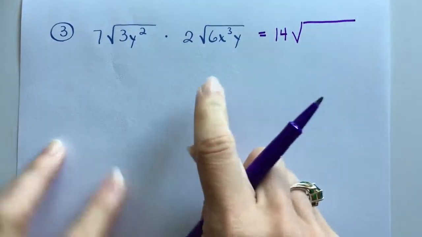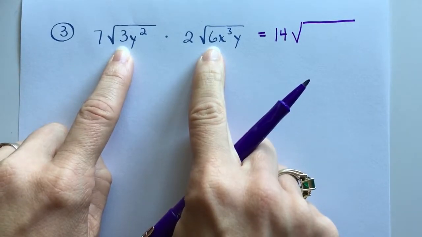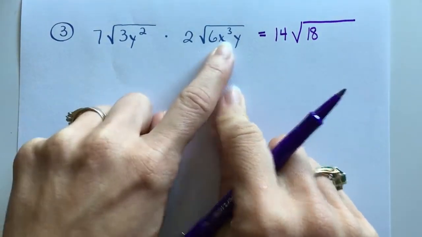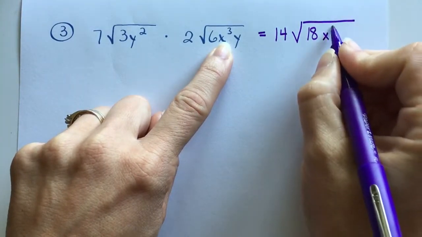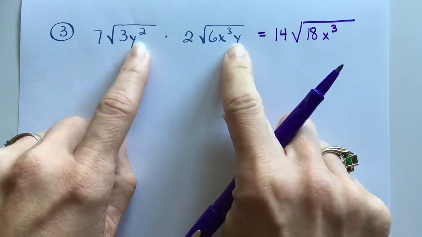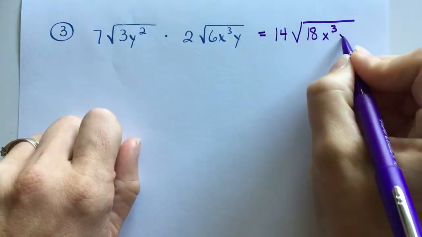And then we're going to multiply what we have underneath. So the 3 times the 6 is going to give me 18. And then I've got y to the third. I'm sorry, x to the third. But then I also will have y to the third when I multiply these two together.